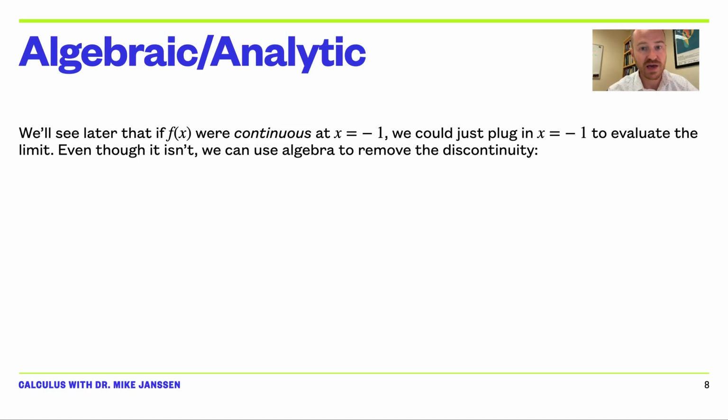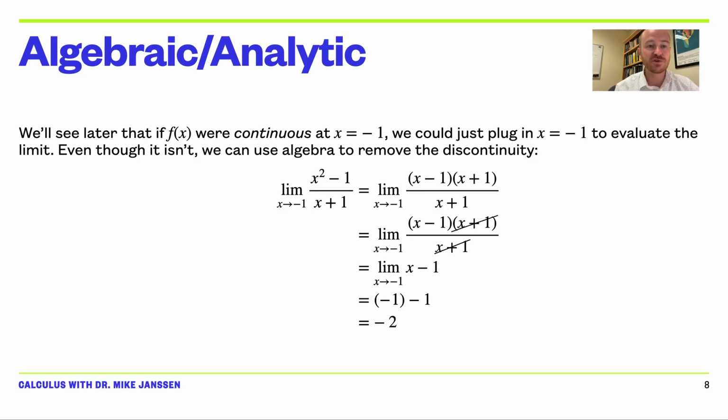However, we can use algebra to remove the discontinuity, essentially by factoring the numerator and then canceling out the factor of x plus 1 that appears in the numerator and the denominator. And now we're just taking the limit as x approaches -1 of x minus 1. That is a continuous function, and so we can plug in -1, and the result is -2. So this is really, really nice. It's exact. There's no question that the limit is actually -2. We're not having to estimate or anything.